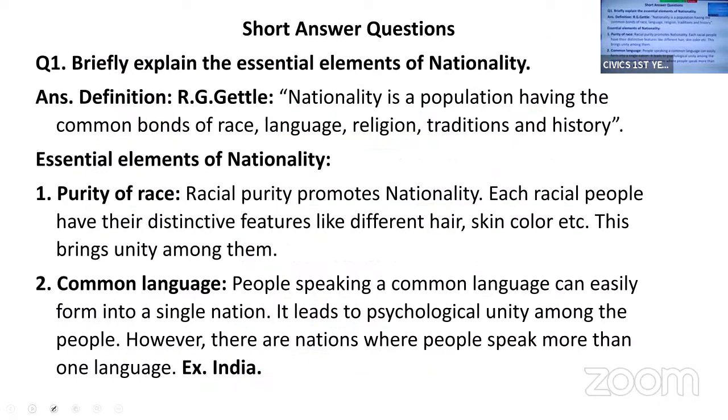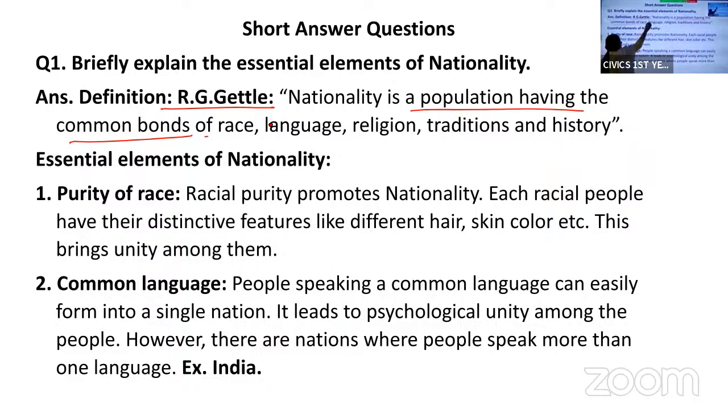Now let us start with the essential elements of nationality. Different political thinkers give different definitions. We will take the best one, that is given by R.G. Gettle. According to him, nationality is a population having common bonds. Nationality is a population having common bonds of what?